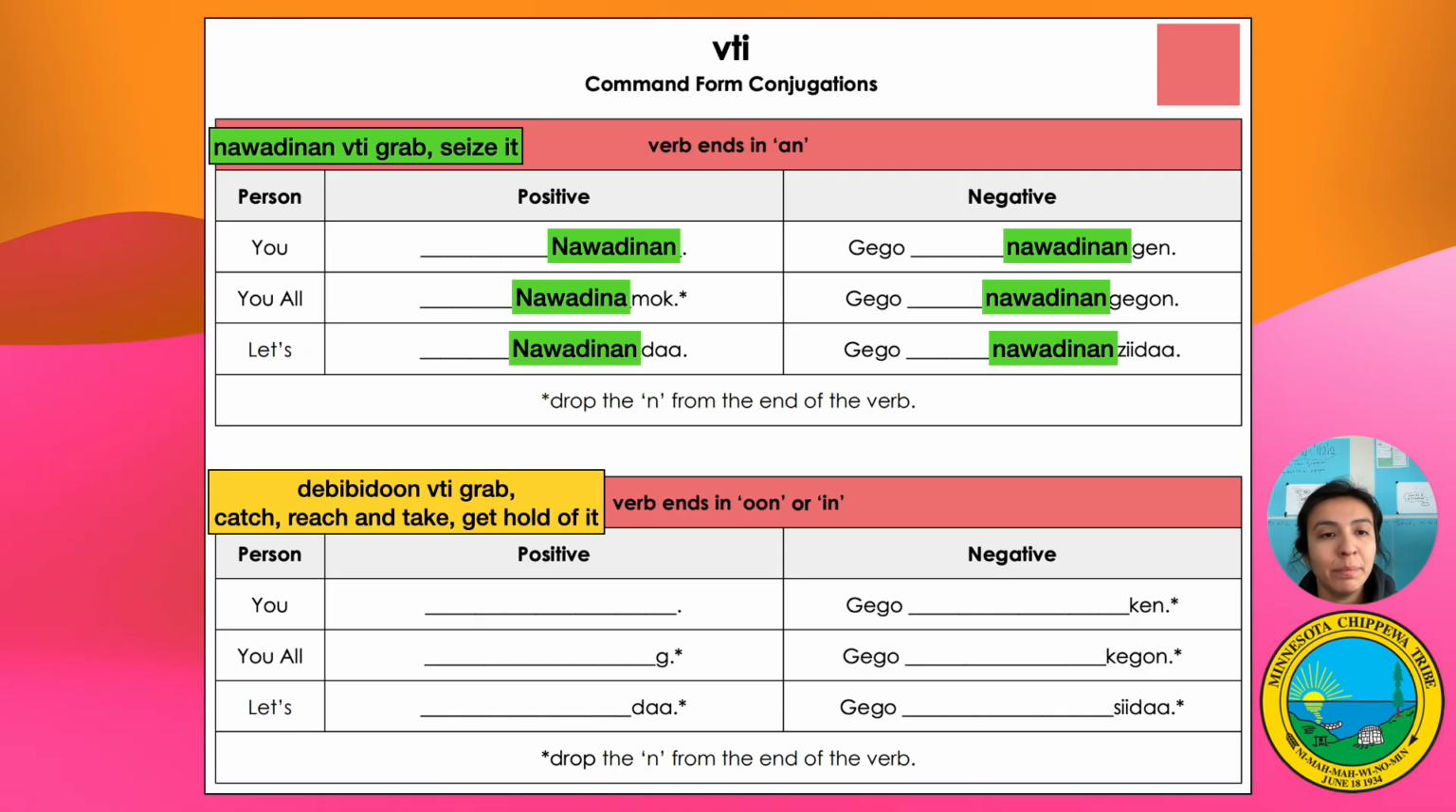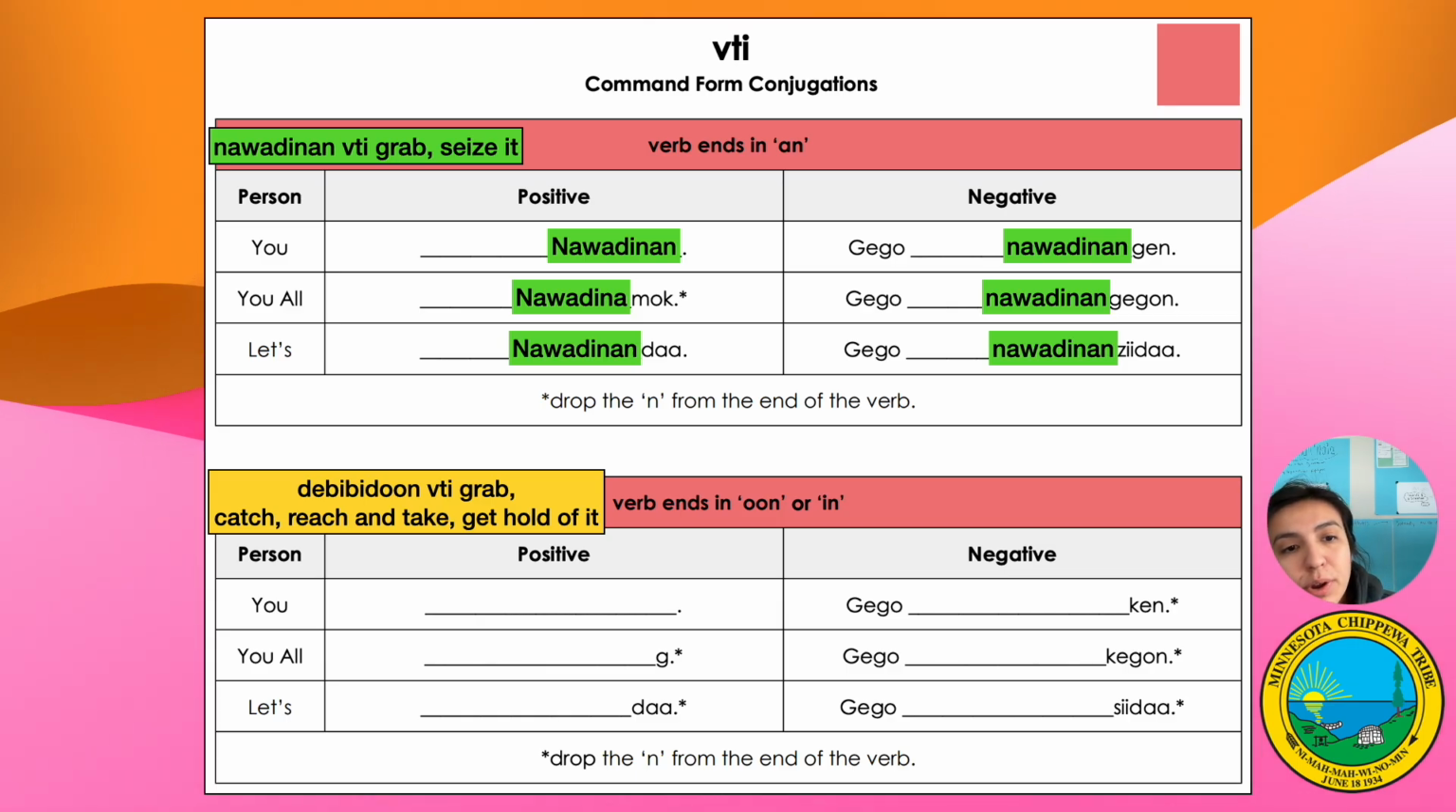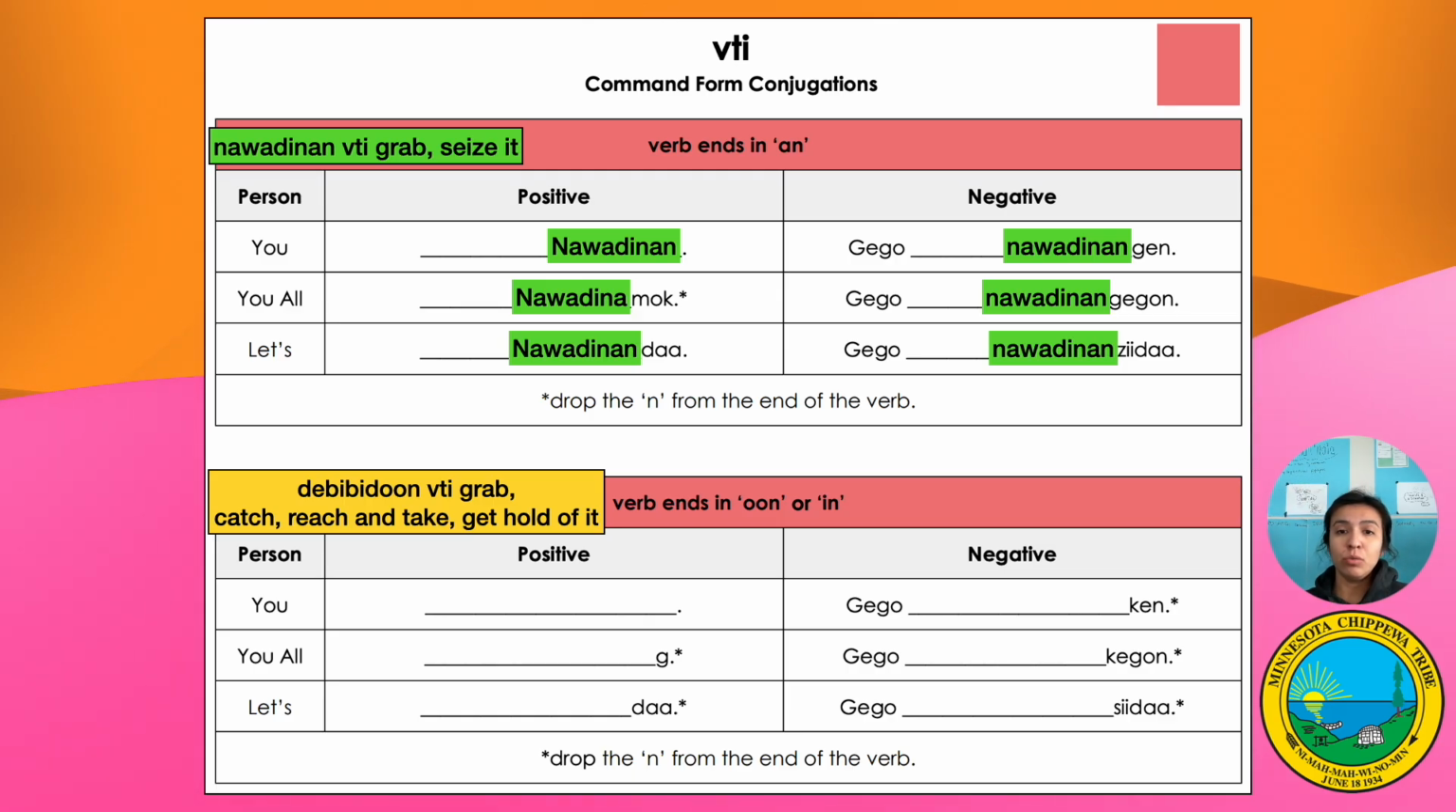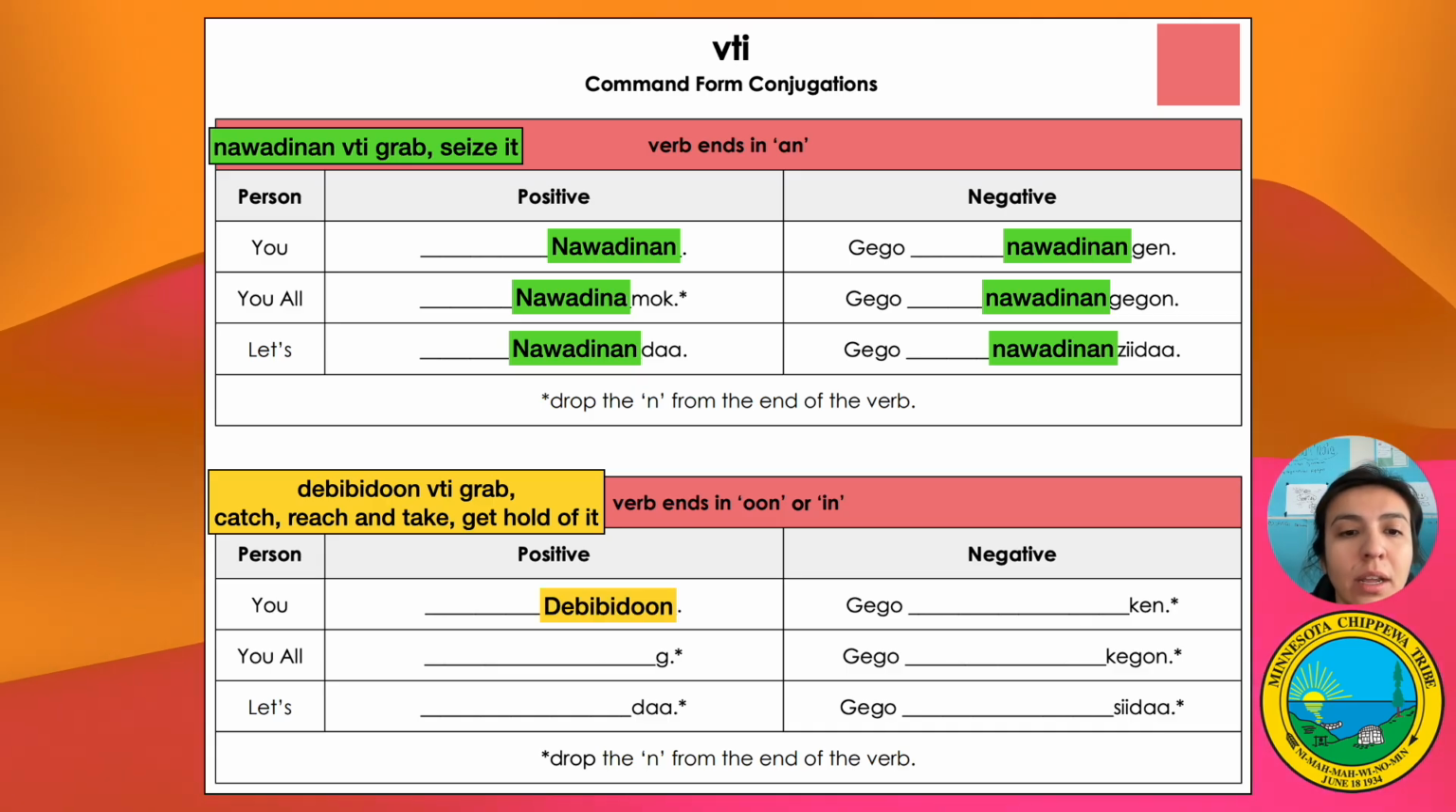Our next verb is debibidun, one of my favorites. I use it all the time. It's a VTI. It means to grab, catch, reach and take or get a hold of it. So if I want to tell you to hold this for me while I do such and such, we are looking at verbs that end in OON or IN. Our first one is most simple and it is just the verb form itself, so it means you grab it. Debibidun. That is our command form.